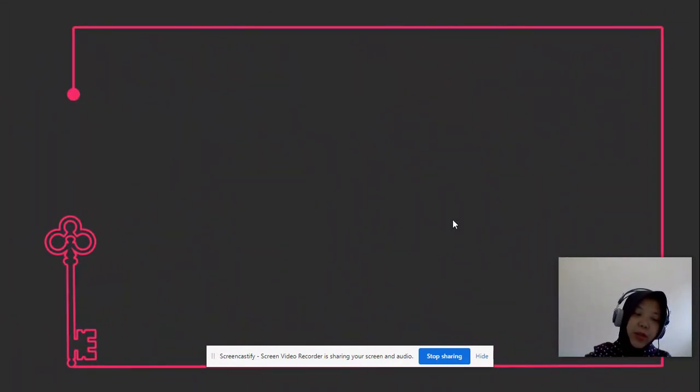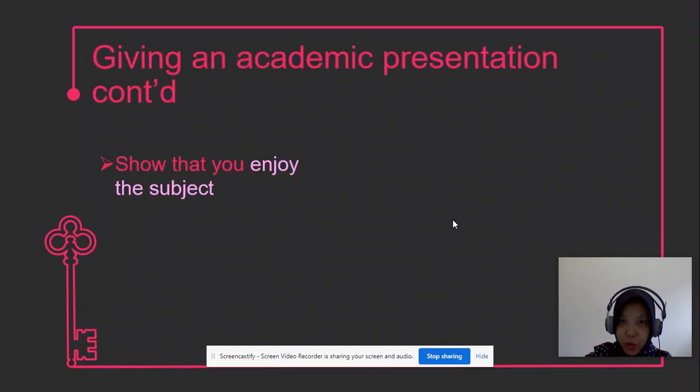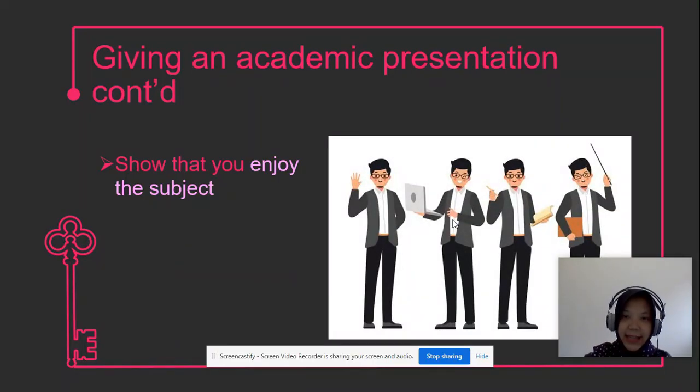Another important rule when you give an academic presentation is that you show that you enjoy the subject, or we can say be enthusiastic. You can use a varied intonation pattern, facial expressions, and gestures. So it would be something like this. It's nice to see how you feel excited about the talk.